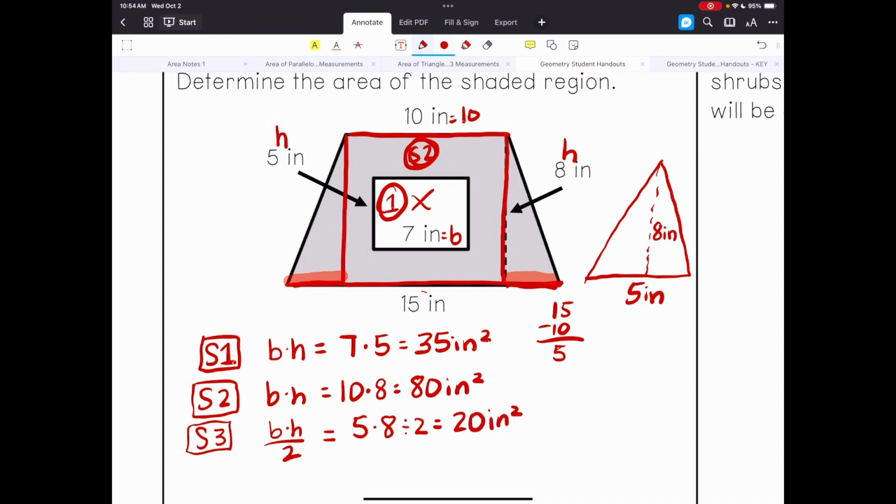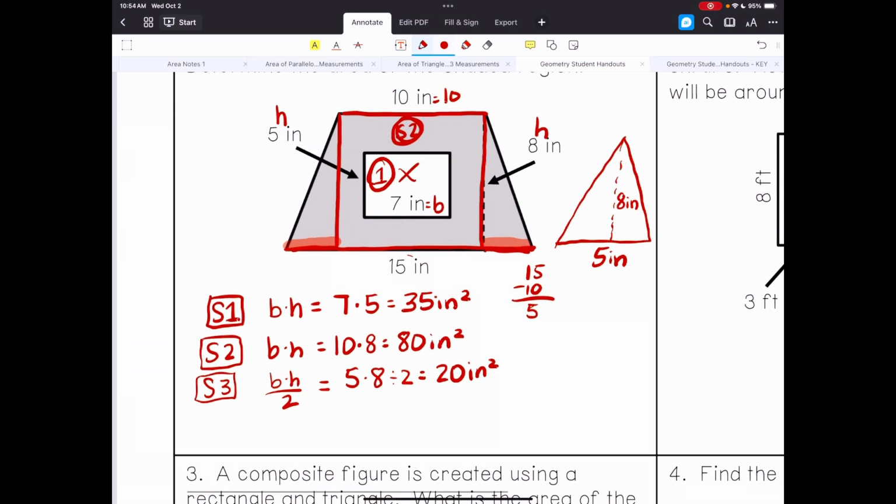So here's where we have to do the addition and subtraction. So this can be a little bit tricky. Our shape 2 and our shape 3, so these two were combined into shape 3. Shape 2 and 3 are the gray shaded area. So we can actually just combine those together to get the entire trapezoid. So that's going to be 80 plus 20 is 100 inches squared.